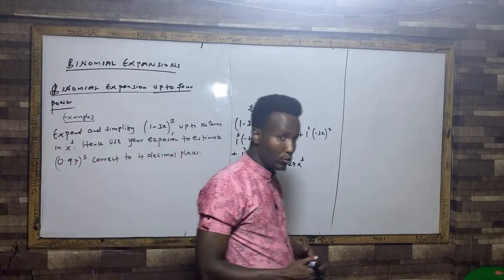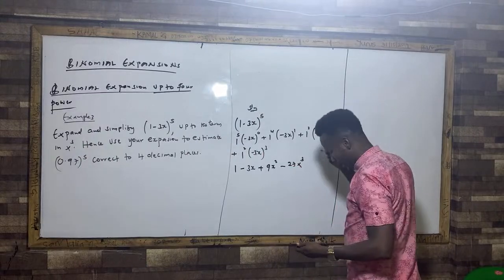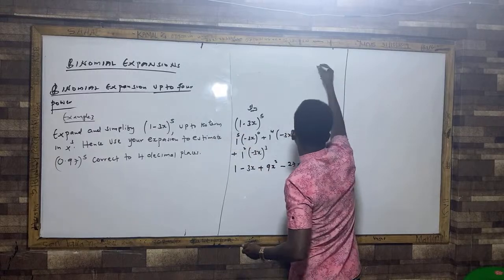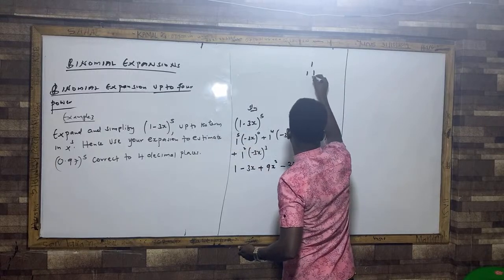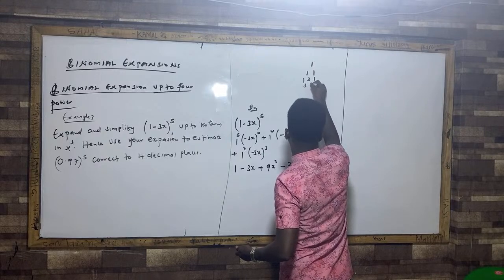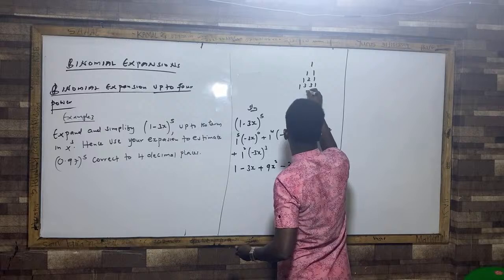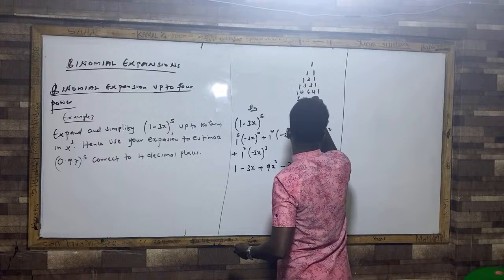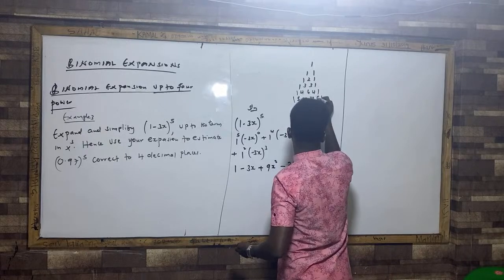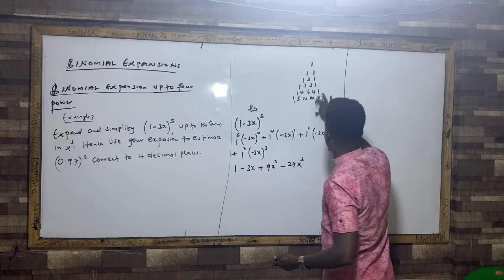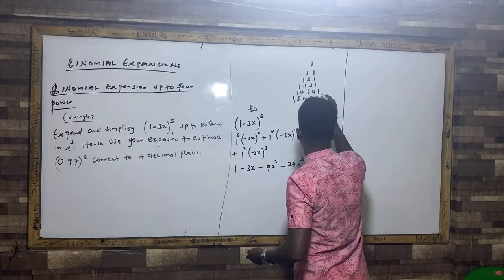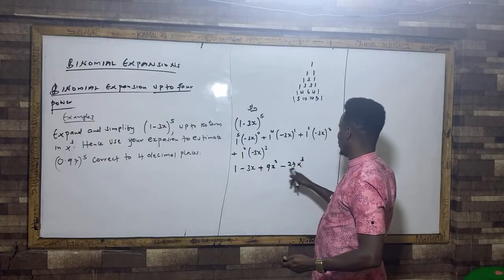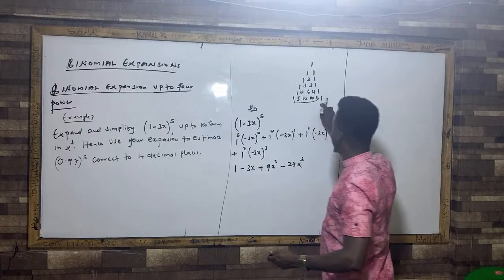As far as what you have learned is concerned, I will get my triangle. Don't forget, this is the Pascal triangle. Our power is 5, so we take this row: 1, 5, 10, 10, 5, 1. But I will take only up to the first 4 terms. I will not touch the last 2.